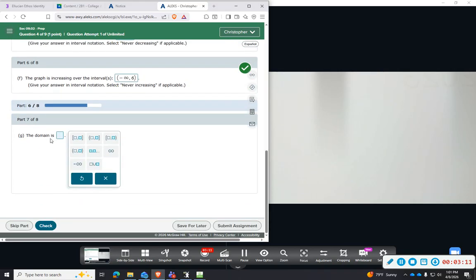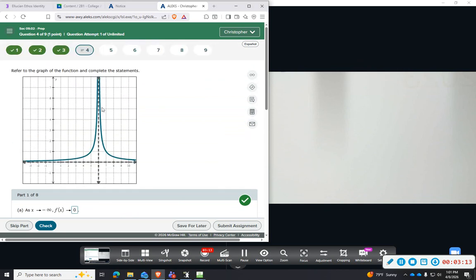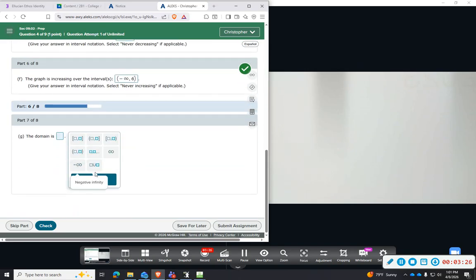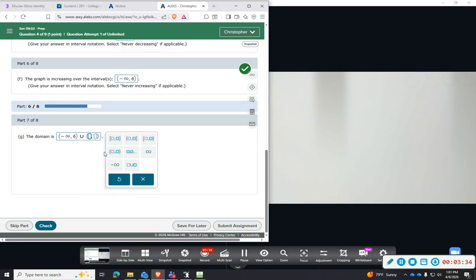Part 7 wants to know the domain. So again, we have this little vertical line that the graph doesn't cross, so that means we get every x value from negative infinity except for 6, and then we get everything on the other side to positive infinity. So we're going to have negative infinity to 6 union 6 to positive infinity. Read it left to right, smallest to largest.